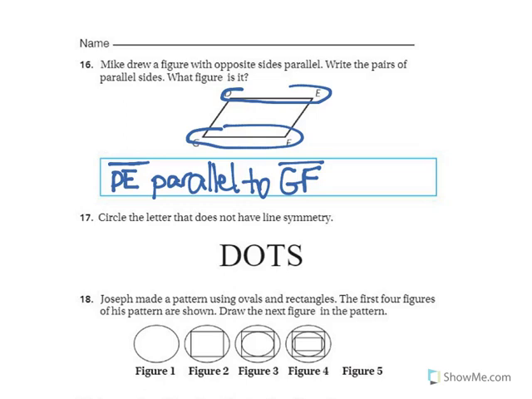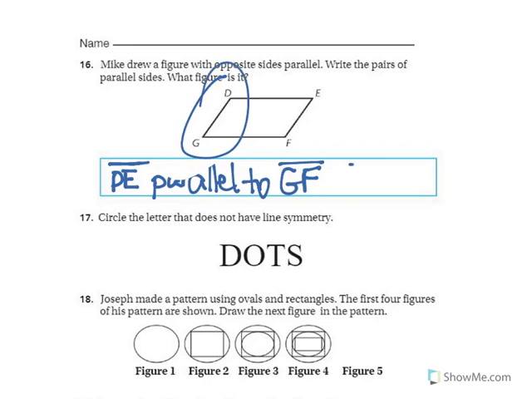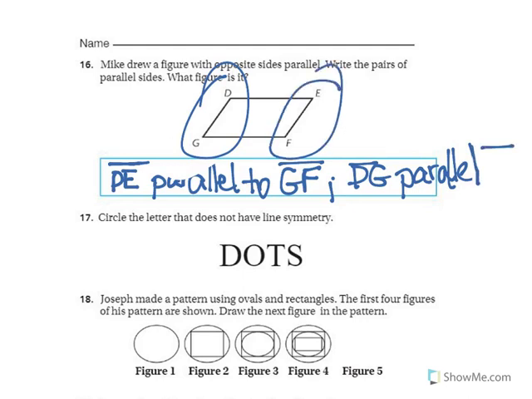Then we also know that that's one set. The second set of parallel lines would be DG is parallel to line segment EF.